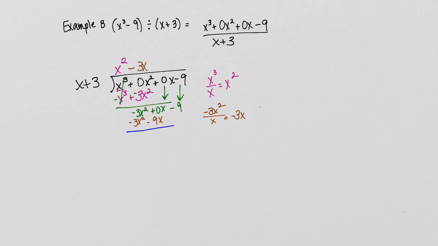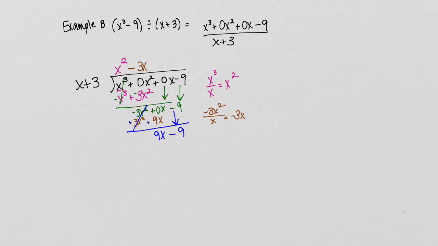Okay, so I'm ready to draw the line and change the signs. That changes, that changes. That means our first terms are going to go away. 0x plus 9x is 9x. Go ahead and bring down that minus 9. And I go through the process one more time.